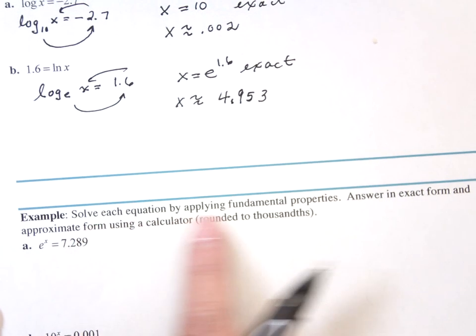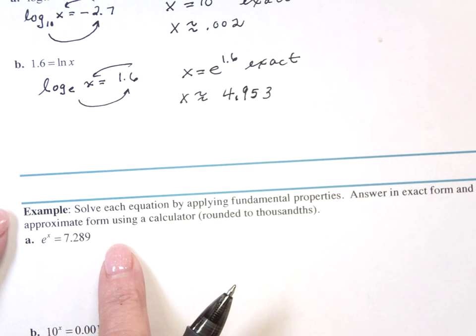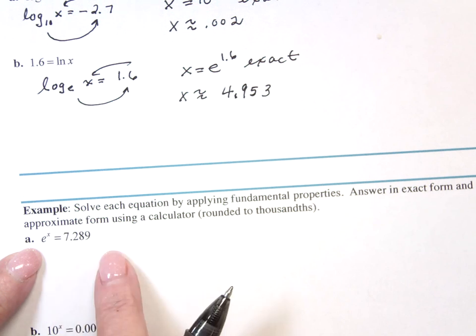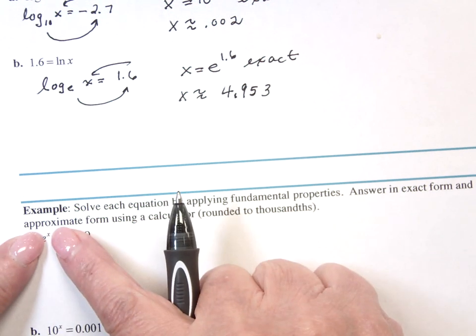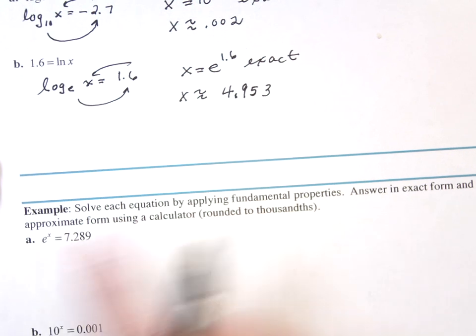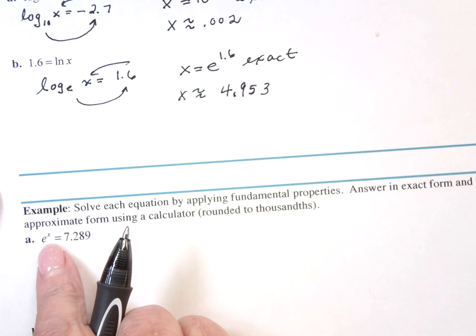It says solve each equation by applying the fundamental properties. All I did on this particular one was to rewrite it as a logarithm because I can then get my hands on x. X is the exponent. And you're going to say, what did they really expect me to do to this problem? This ends up being an issue in calculus. Essentially, what they expected you to do was to take the natural log of both sides, since the log base e is natural log.